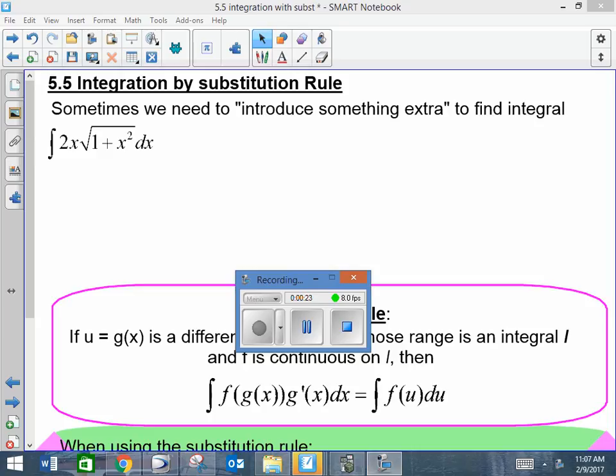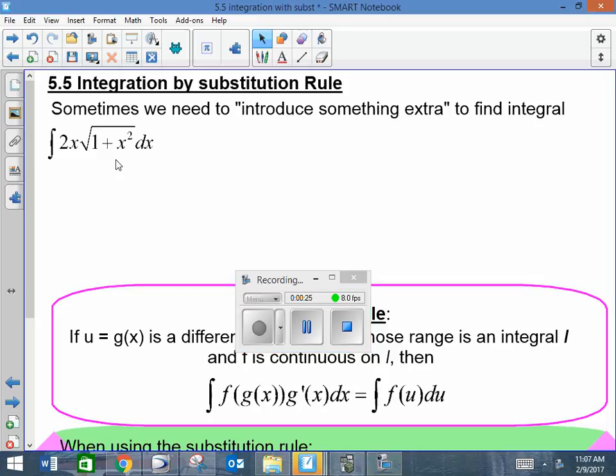For example, look at this. We do not recognize that as any kind of common derivative. We can't simplify it to make it a common derivative. So this is when we need the substitution rule.